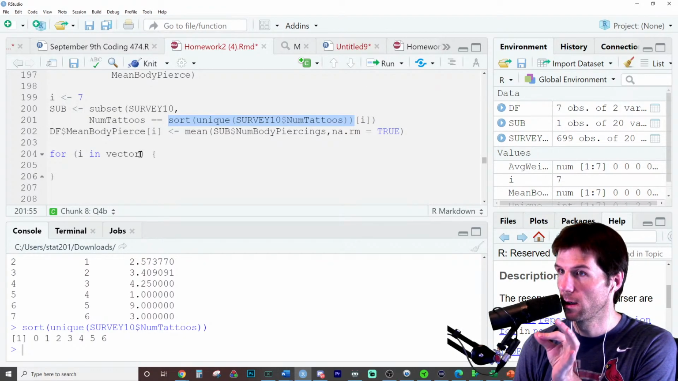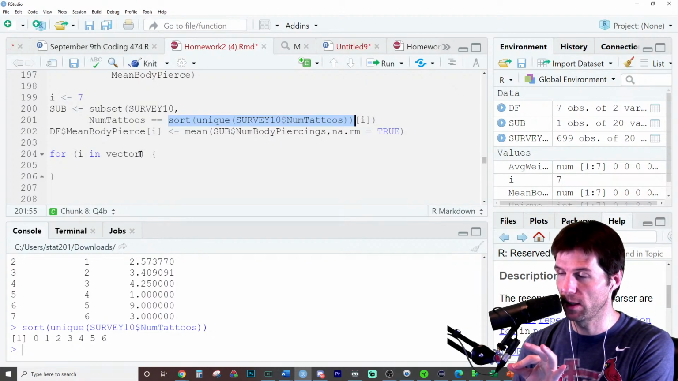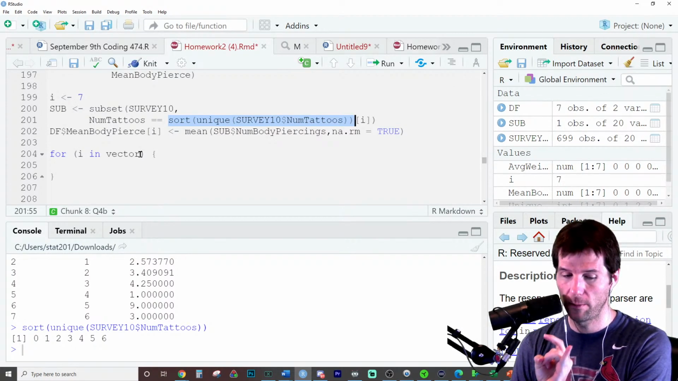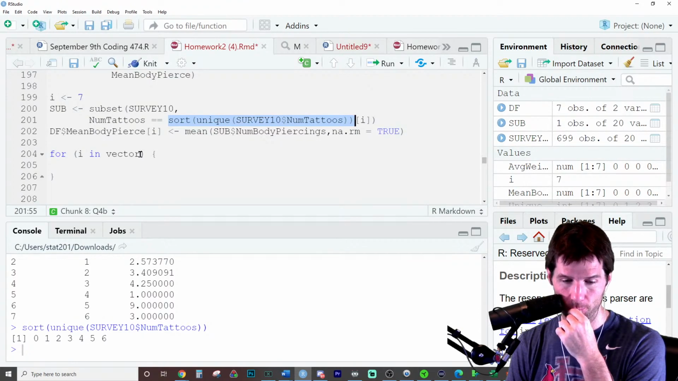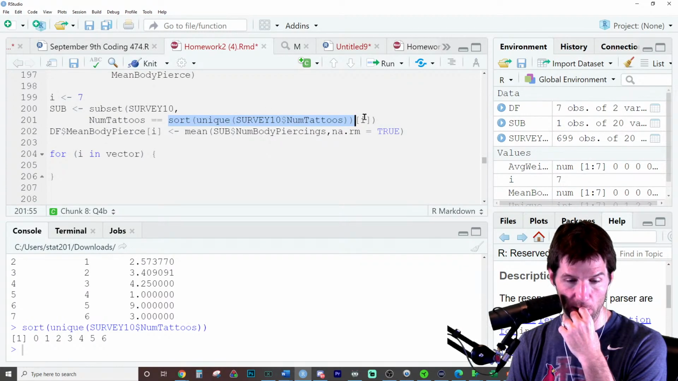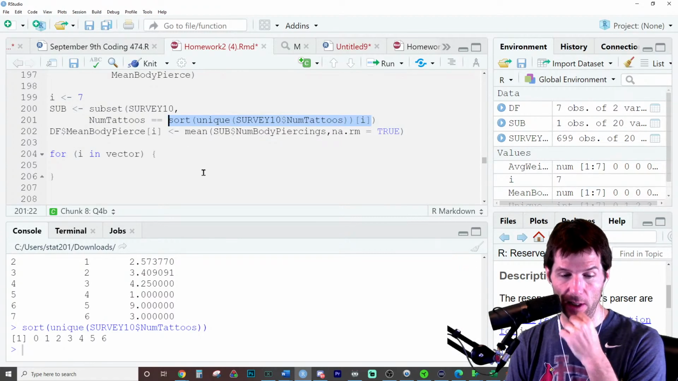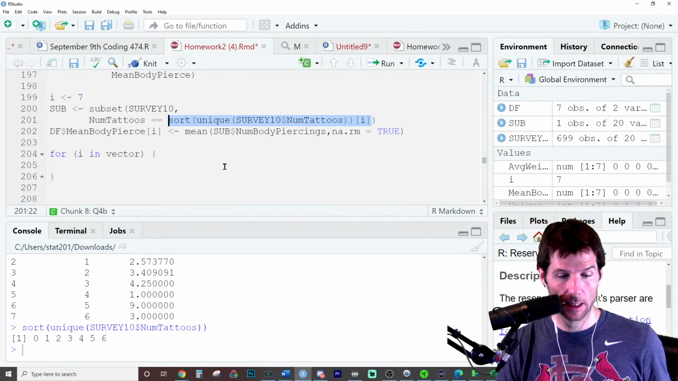Here's the thing. We don't want to store to position 0. We want the first element of this. So you have to be very careful the way you write this. We want the first element of this vector. And the first element of this vector will go into I, so we're going through the sorted unique vector. So actually, we could grab this right here the way it's written.